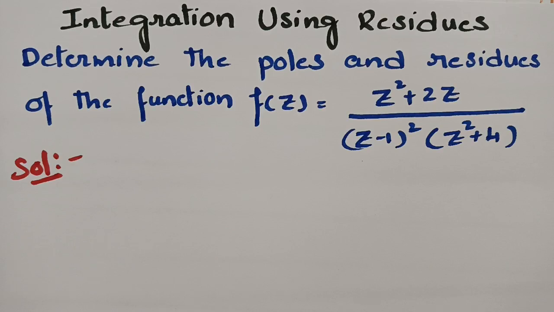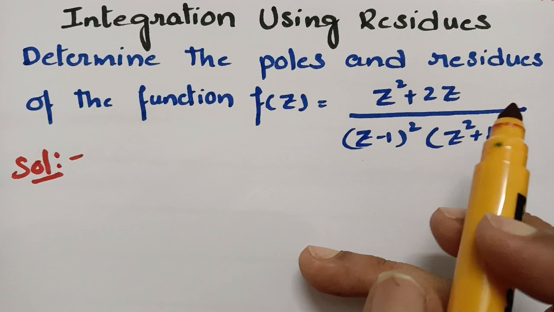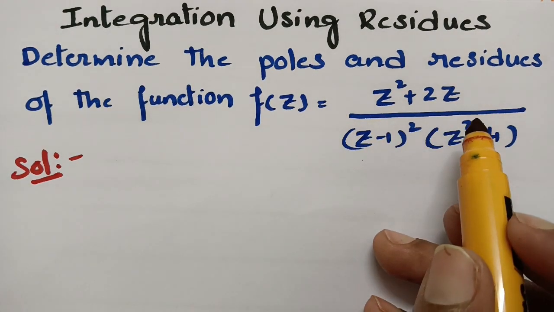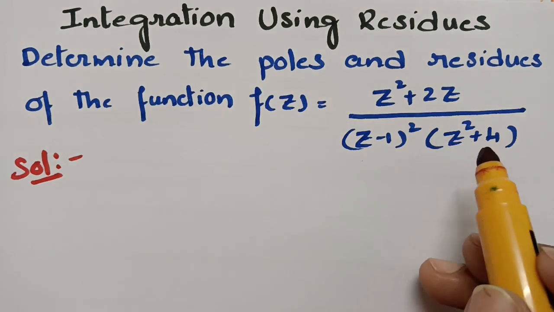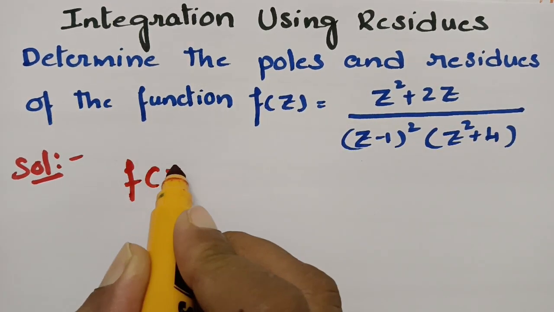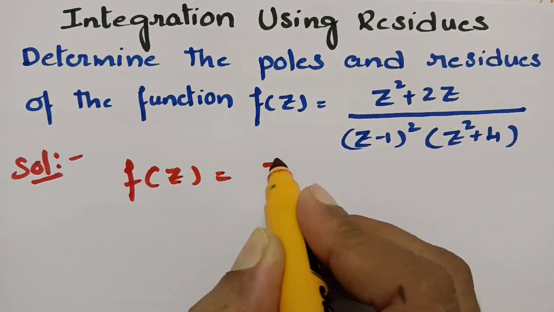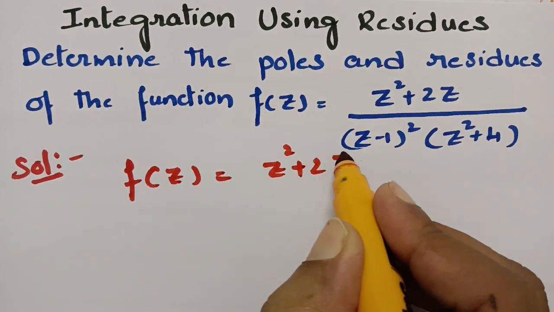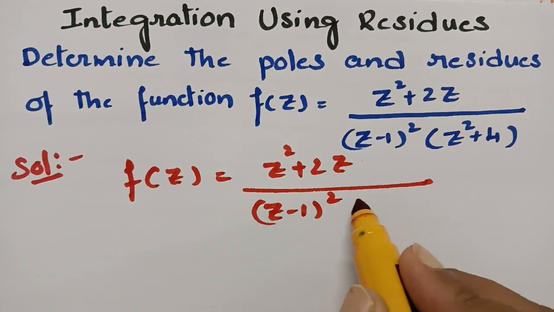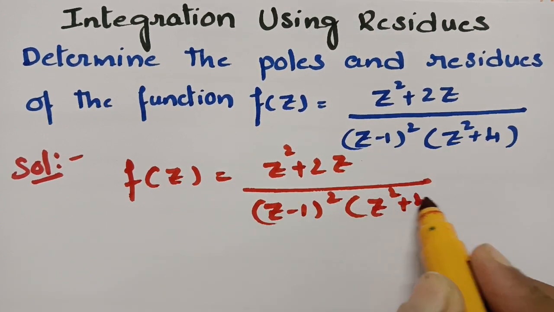Today's video is on integration using residues. In today's video, we are going to determine the poles and the residues of the given function. f(z) is equal to (z squared plus 2z) by (z minus 1) whole squared into (z squared plus 4). See here, from the question, f(z) is given as this: (z squared plus 2z) by (z minus 1) whole square into (z square plus 4).